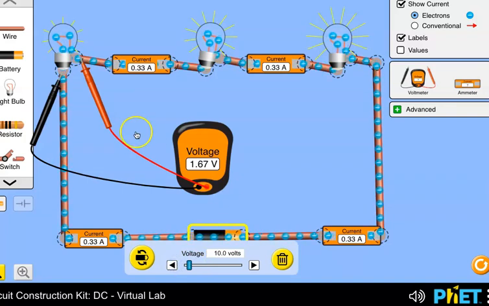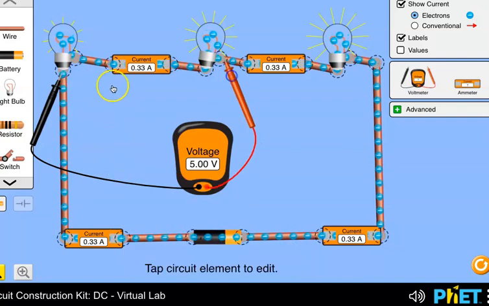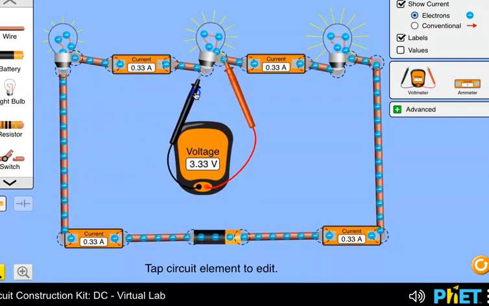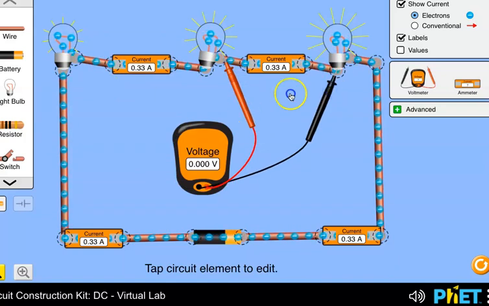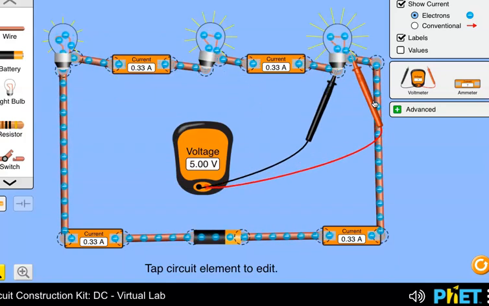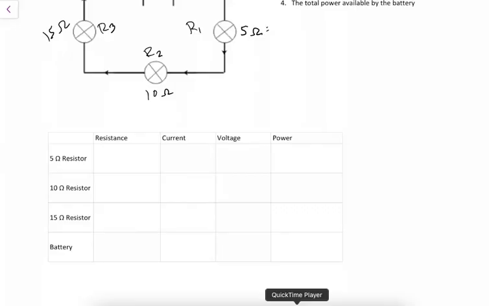And what I'm going to do is I already have the current passing through each, but I'm going to measure the voltage of each, like this. And I'm going to write them down, and then I'm going to calculate power and so forth and kind of look through the math of this. So I'm going to pause this, and I'm going to finish my table, my resistance, current, and voltage table, and then we're going to talk through power.